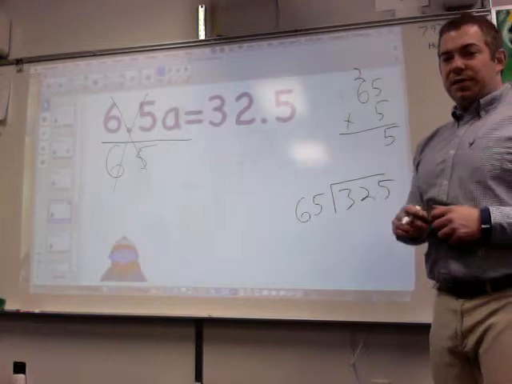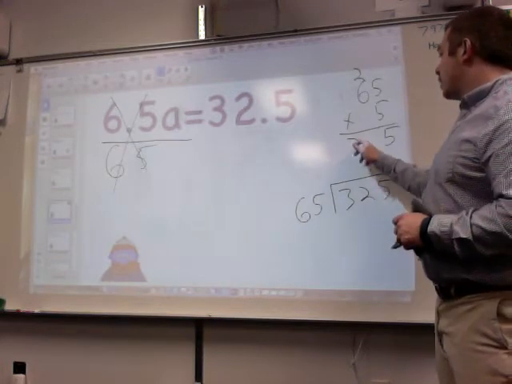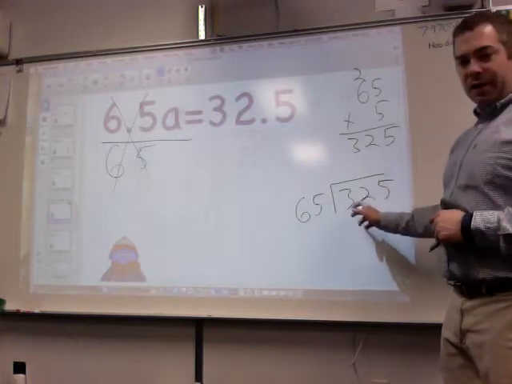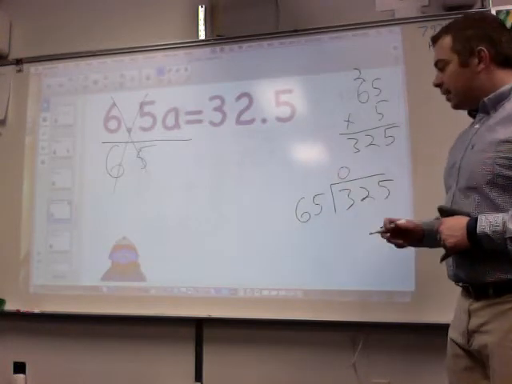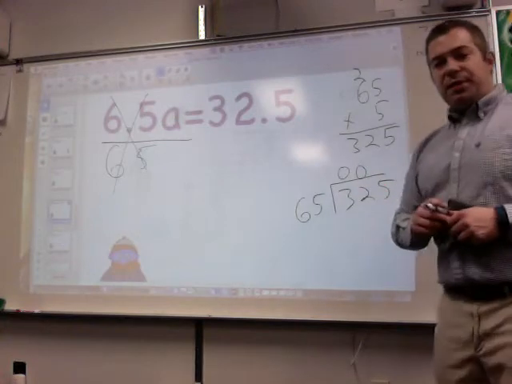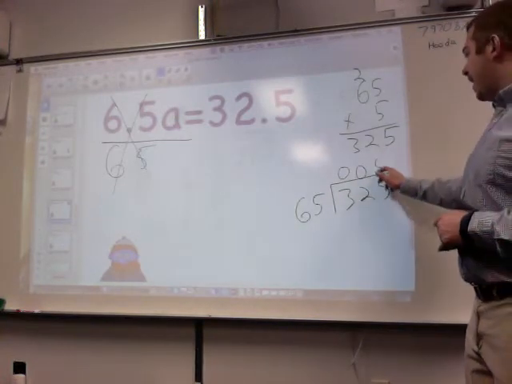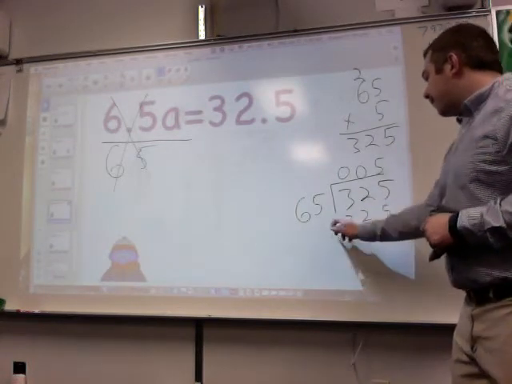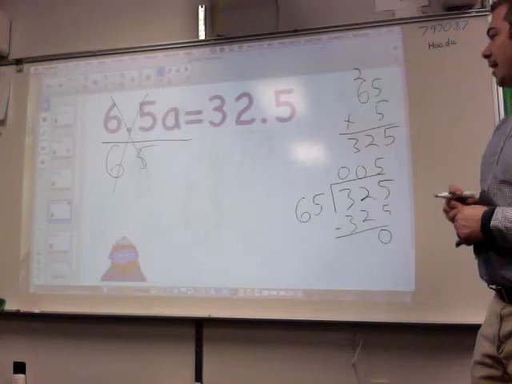5 times 6 is 30, plus 2 more equals 32. So it goes in exactly, because 65 does not go into 3. 65 does not go into 32. But 65 does go into 325 exactly 5 times. 5 times 65 is 325. I'm left with 0 remainder.